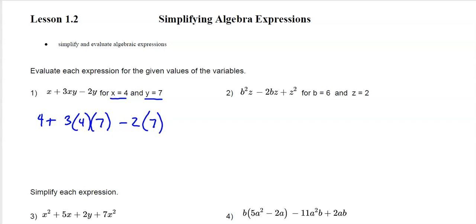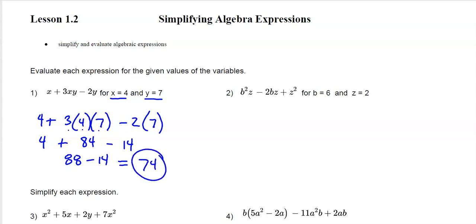Make sure you do order of operations correctly. Multiplication first. So this is 3 times 4 times 7. 12 times 7 would be 84. Bring the 4 down. 2 times 7 is 14. And now addition and subtraction are tied, so I just go left to right. So this would be 88 subtract 14 for a grand total of 74.